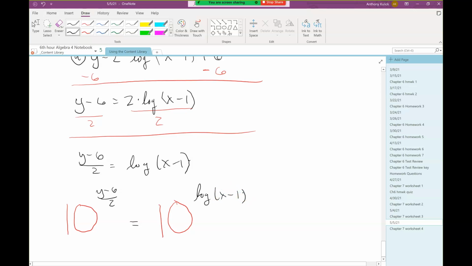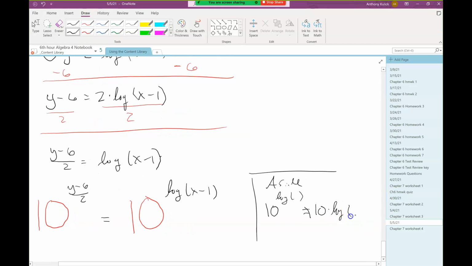I'm going to do an exponent base 10 to both sides. Now you'll notice that I've written that 10 absurdly large. I did that on purpose because it's very easy to confuse this with multiplication. I am not multiplying both sides by 10. Right? 10 to the log is not the same thing as 10 times log. Everybody's okay with that?